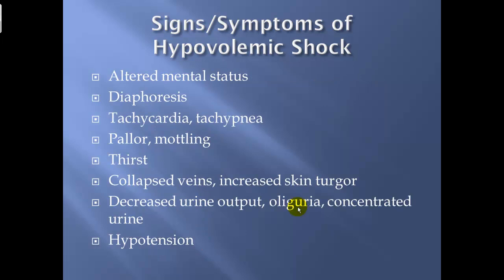Signs and symptoms of hypovolemic shock: altered mental status, diaphoresis, tachycardia, tachypnea, pallor or mottling, thirst, collapsed veins, increased skin turgor, decreased urinary output, and that would be from shunting towards the core, oliguria, concentrated urine, hypotension.